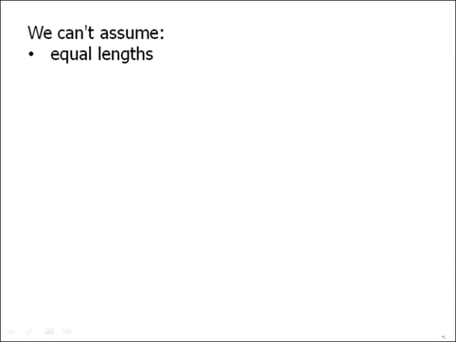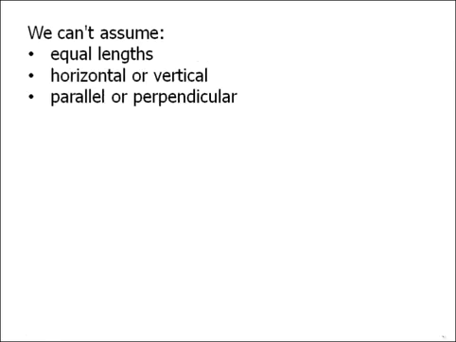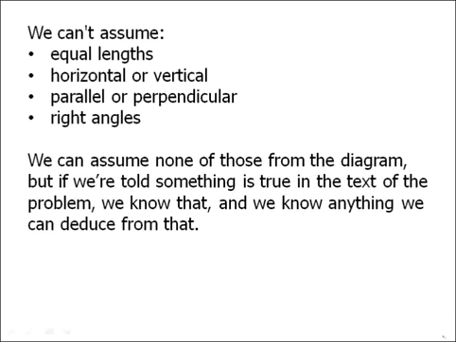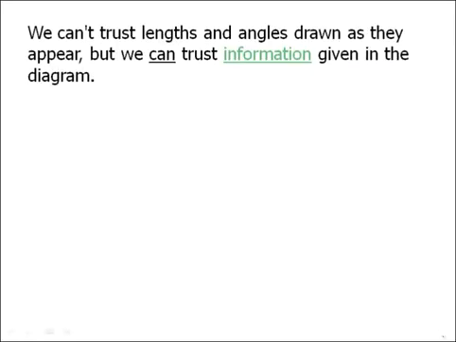We can't assume equal lengths. We can't assume horizontal or vertical. We can't assume parallel or perpendicular. We can't assume right angles. We can assume none of those from the diagram, but if we're told something is true from the text of the problem, we know that, and we know anything we can deduce from that. So you can trust your geometric deductions, and we'll be talking more about this in coming videos, what you can deduce from geometry itself.